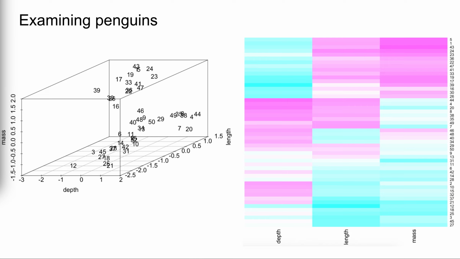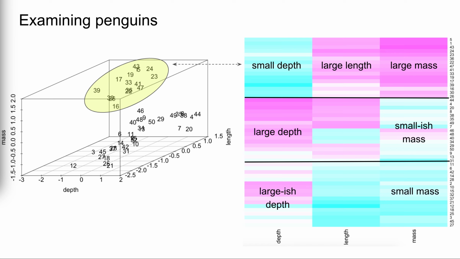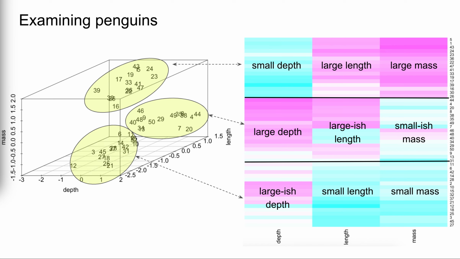But we can reorganize the rows so that more similar penguins are closer together in the heat map. After doing this, some patterns start to emerge. First, we notice a group of penguins that have smaller bill depths and larger bill lengths and body masses. Among the other group of penguins, the middle column of the heat map indicates that we might further divide these penguins according to differing lengths. Thus, though both groups of penguins have larger bill depths and smaller body masses, the first group has larger bill lengths, whereas the second has smaller bill lengths.